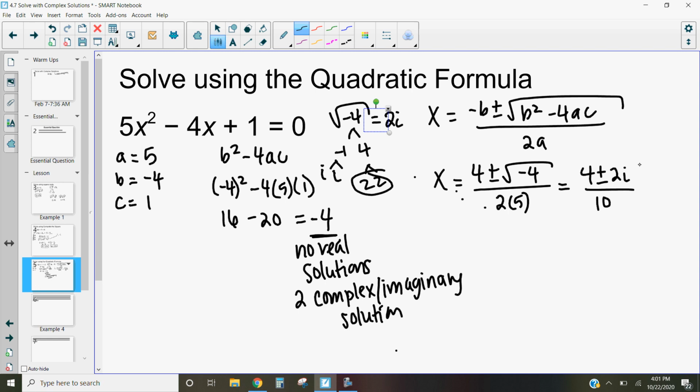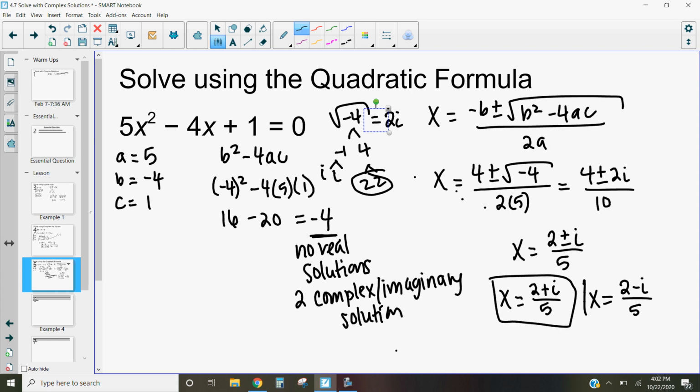And then we can actually simplify this and get x equals 2 plus or minus i over 5. And we're going to write it as our two solutions. So x equals 2 plus i over 5, and x equals 2 minus i over 5. And those are two solutions there.